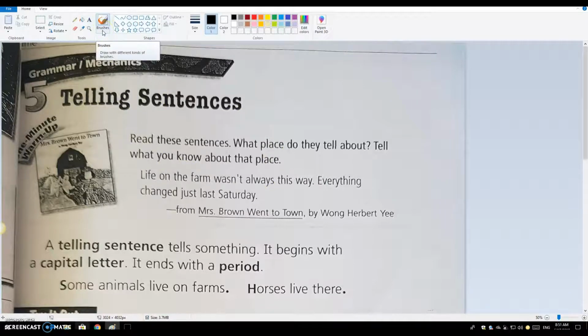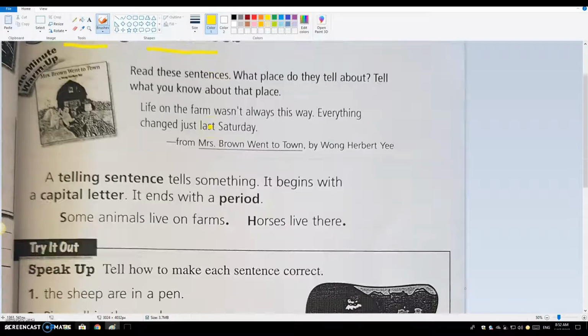And today we are going to prepare for our test. And the first kind of sentence that is going to be on our test is a telling sentence. Okay, so what is a telling sentence? A telling sentence tells something.